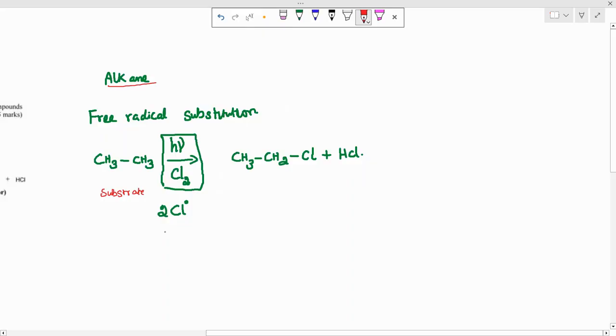Free radical means the free radical will be formed from homolytic cleavage. I think you know about that, but I am going to teach in this video about the basic organic reactions only. So here Cl dot has been produced, H dot has been released, and then that H dot has been substituted by Cl dot. That's why we are saying this as a free radical substitution.